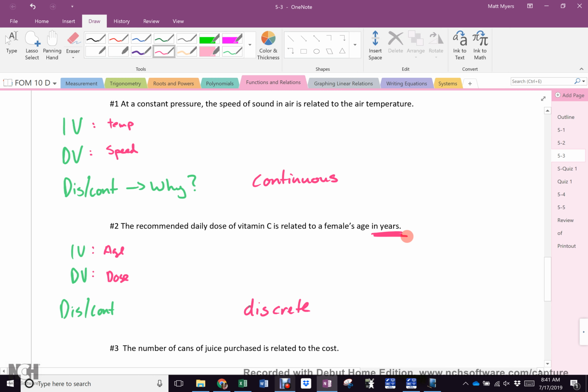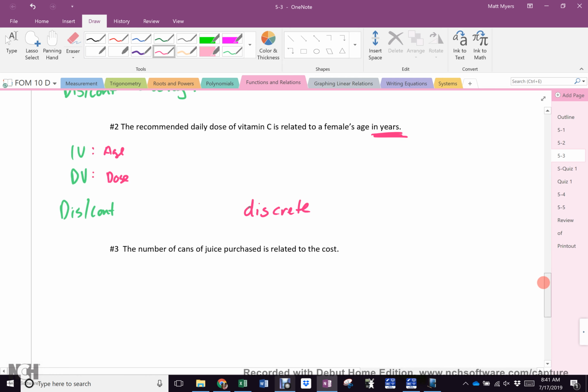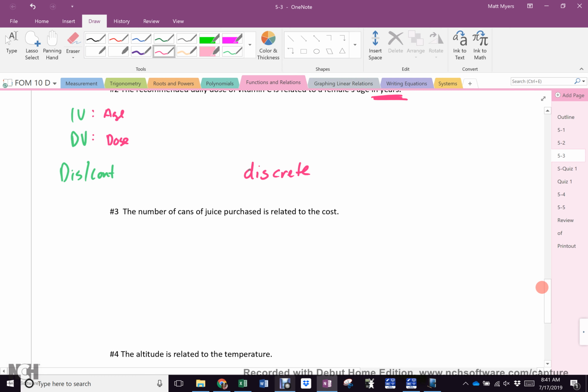Everybody understand? It's a tricky one because age is indeed measured. When you age from 40 to 45, you pass through all the other values, right? But we're only counting years. Everybody cool? All right. So, let's try number 3. IV, DV, and discrete or continuous.